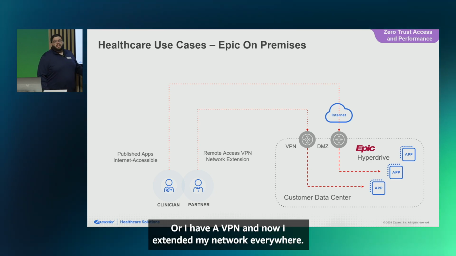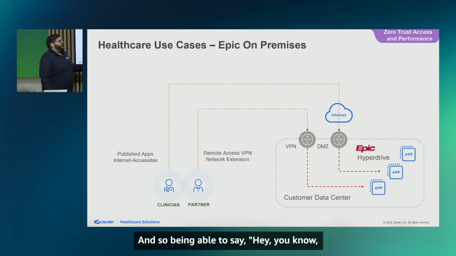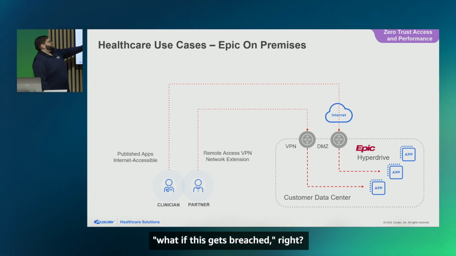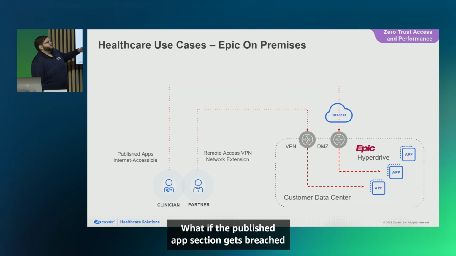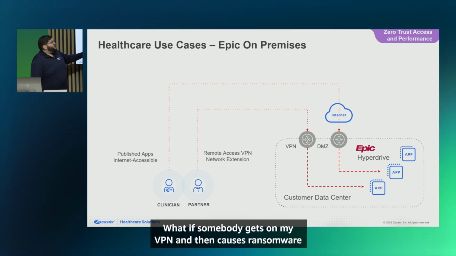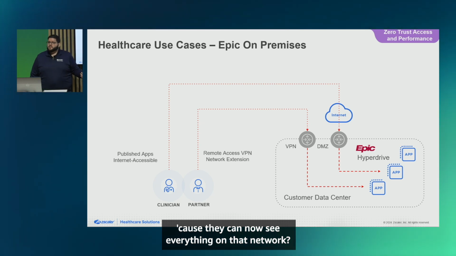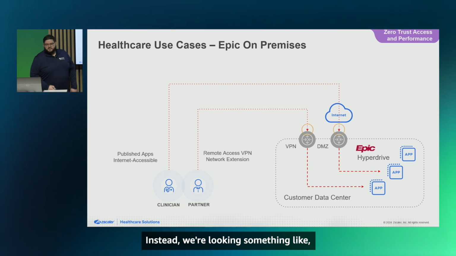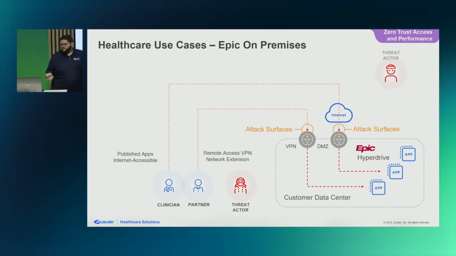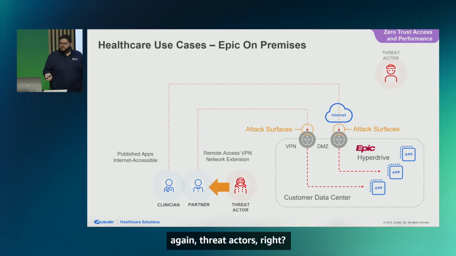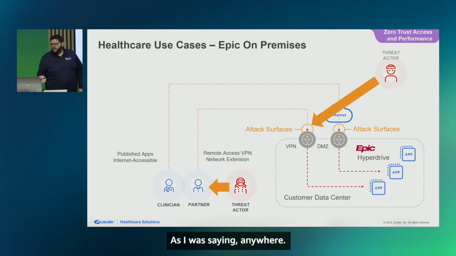Or I have a VPN and now I've extended my network everywhere. So being able to say, hey, what if this gets breached, right? What if the published app section gets breached because they have a zero day? What if somebody gets on my VPN and then causes ransomware because they can now see everything on that network? Instead, we're looking at something like, again, threat actors, right? As I was saying, anywhere.